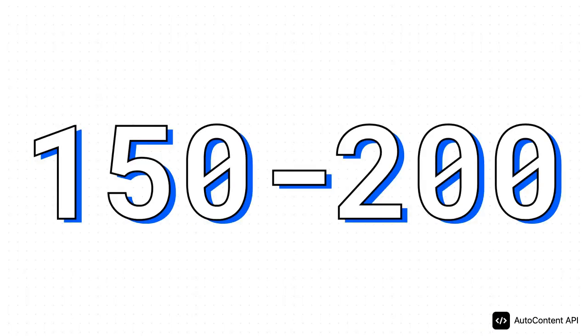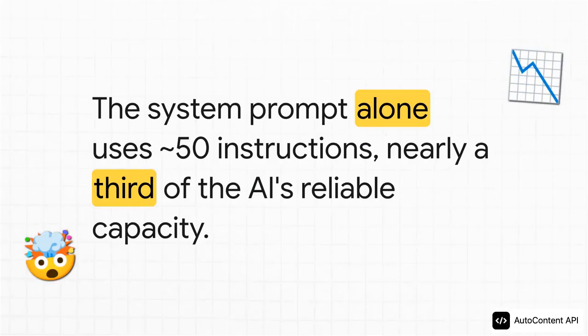Let's put a number on this, because it really makes it click. Research shows that even the biggest, baddest AI models out there can only reliably track about 150 to 200 different instructions in one go. That's it. That's its entire working memory for your request. And here's the kicker. Before you even type a single word, the hidden instructions from the AI's creators, the system prompt, can chew up around 50 of those instruction slots.